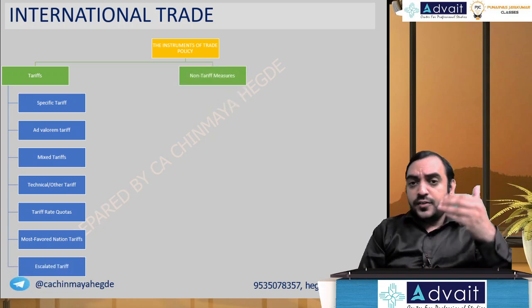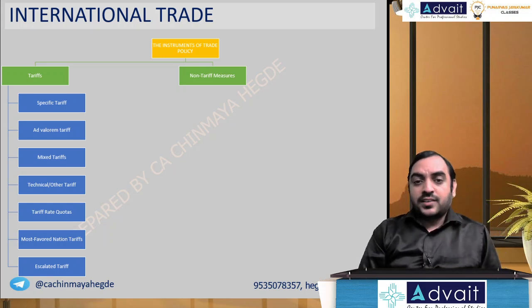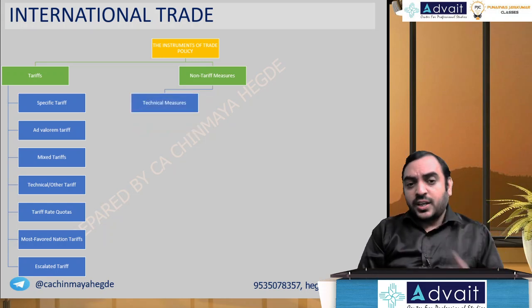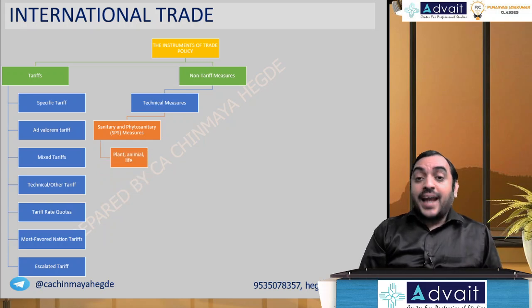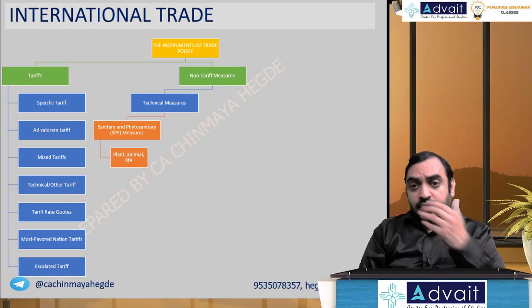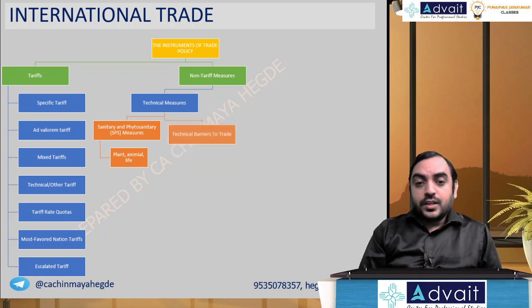Escalated tariff, if you import beyond certain point, you will be paying more taxes. Non-tariff measure, not a particular tax, but a technical measure. We have SPS, sanitary and phytosanitary, I don't know how to pronounce. Plant, animal life. So based on certain levels, you can prohibit certain imports.